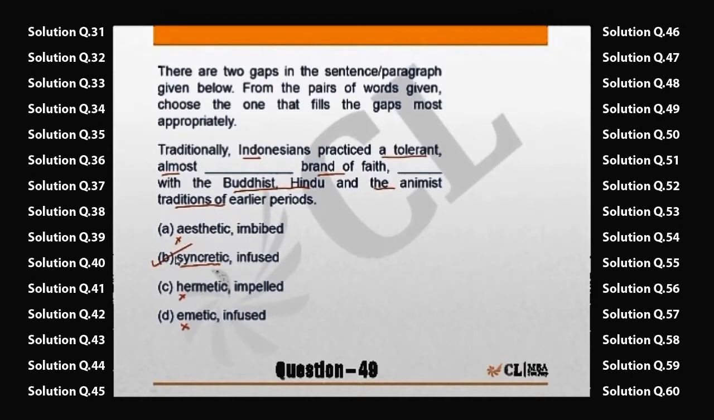But it would be useful always to read the complete statement with both the words to ensure you have not made a mistake. So let's do that. Indonesians practice a tolerant, almost syncretic brand of faith infused with the Buddhist, Hindu and animist tradition of the earlier period. Perfectly fine. Correct answer is choice B.